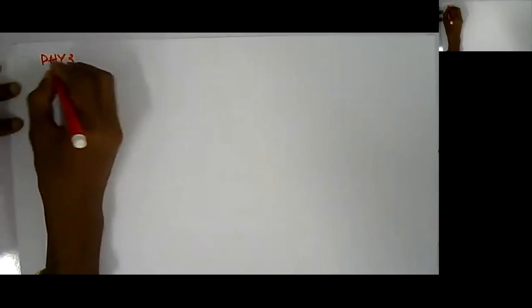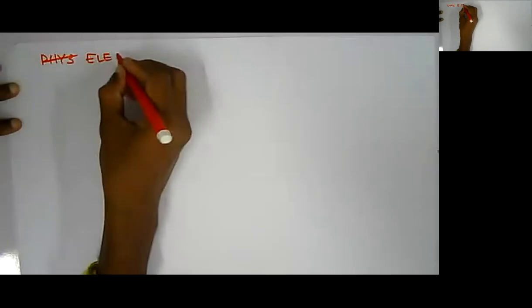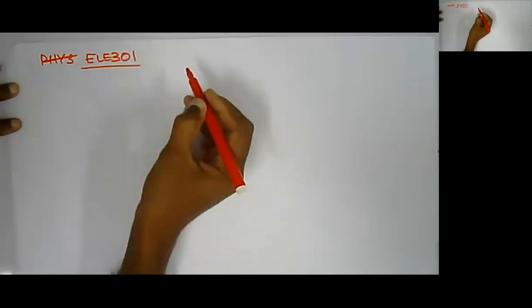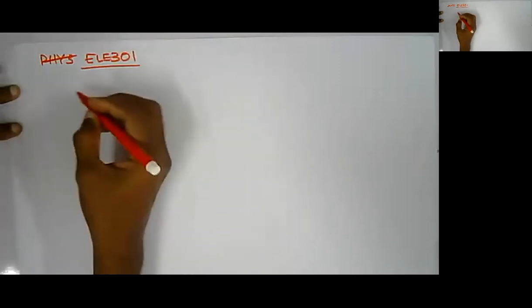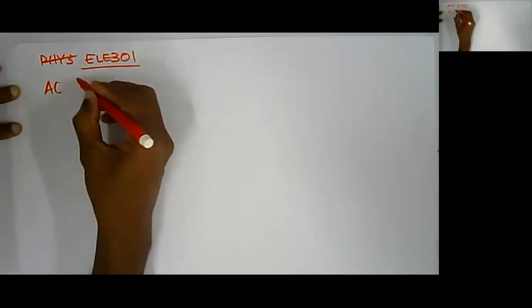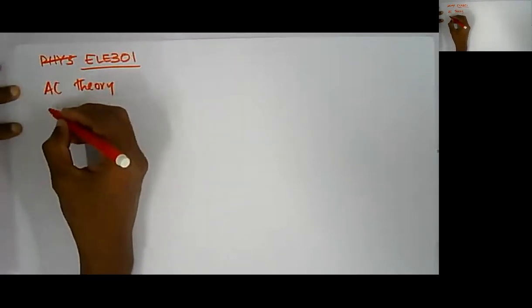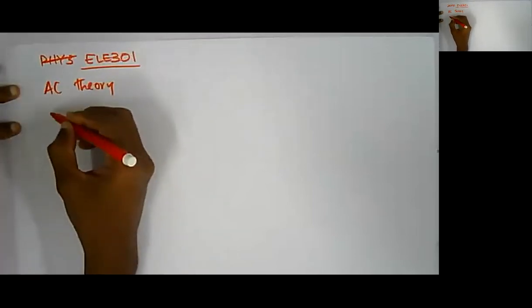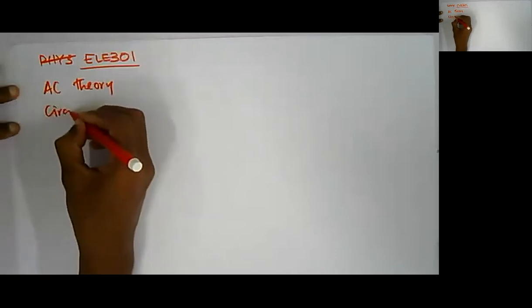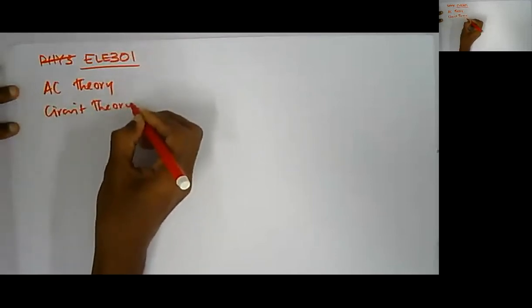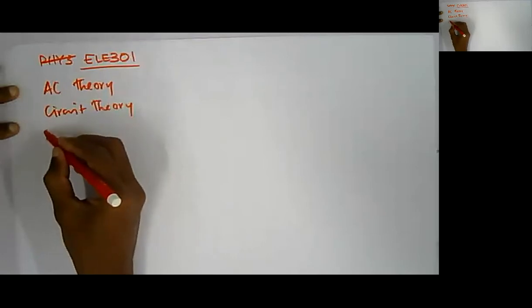Right, so I'll give you a brief outline of what we have seen so far. In ELE 301, our first subject, we have seen AC theory, and then circuit theories, DC circuit theories, and then diodes.